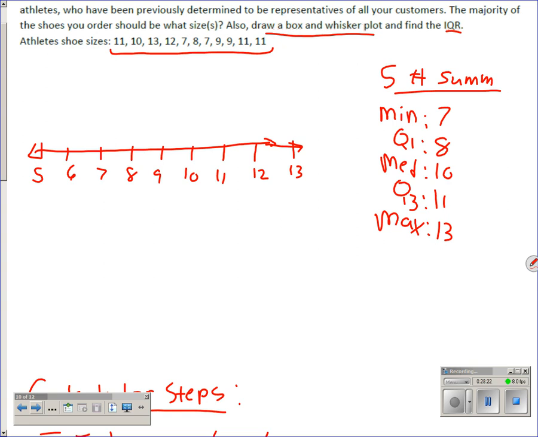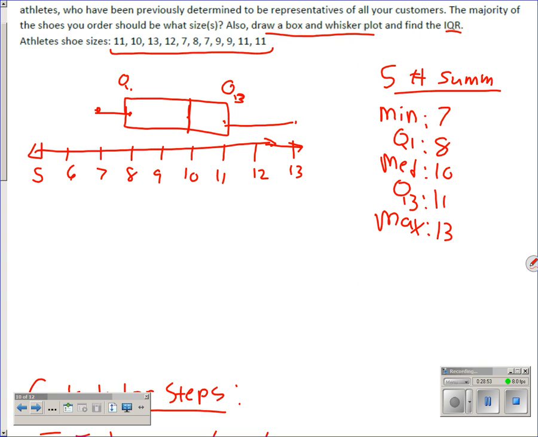If the max or min was an outlier, then you'd have to put that as a separate dot. But again, we use the calculator to identify that. So let's see, those dots were 7, 8, 10, 11, and 13. And I just draw the box and whisker. Hopefully it looks good. So the Q1 value and the Q3 value are the ends of your box. And then there you go. Box and whisker plot.